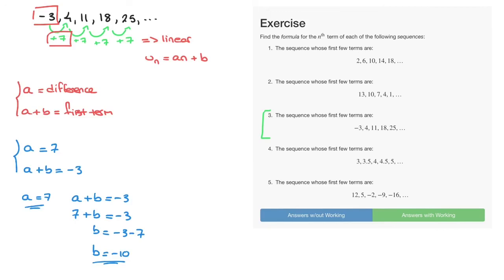Finally, we can go ahead and write this sequence's formula, and that would be u_n equals 7n minus 10. And there we have it. That's the formula for the nth term of this sequence.